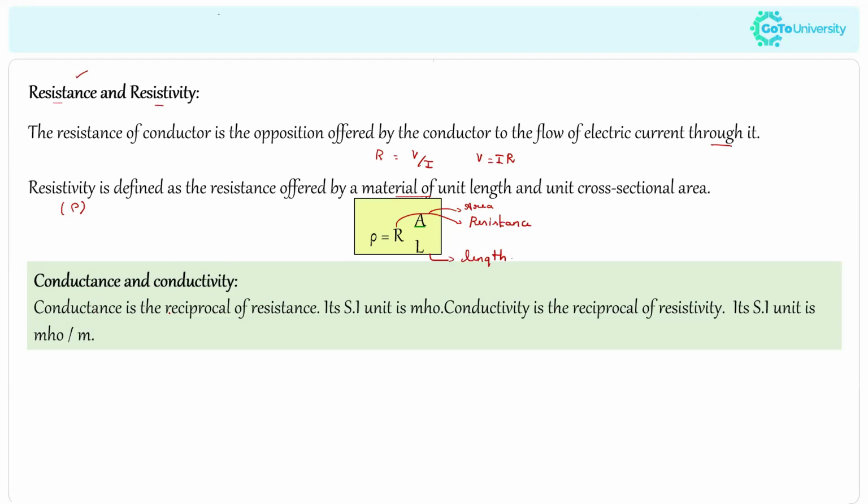So conductance is nothing but the reciprocal of resistance. I said already resistance is nothing but the property of restricting the flow of current, right? So conductance is just opposite to that. As I said already, the resistance is measured with the unit of ohm, whereas the conductance will be measured with the opposite of that, right? So here we can say the unit will be mho.